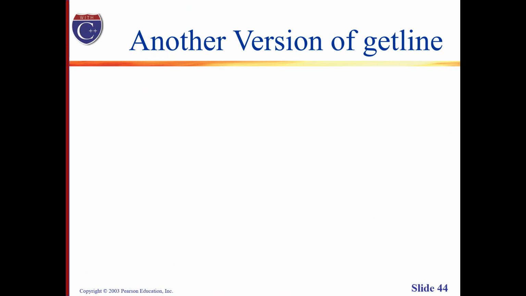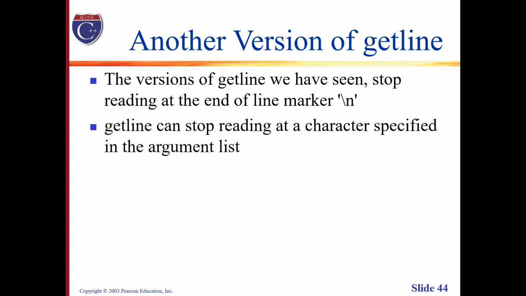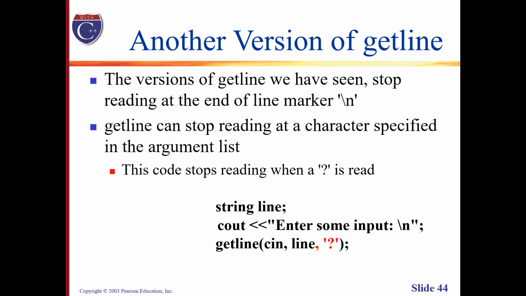Here's another version of getline. The versions of getline we have seen so far stop reading at the end of line marker. Getline can stop reading at a character specified in the argument list. Of course, that can also be possible. Here's an example. The code stops reading when a specified character is read. In this case, we simply include a third argument, which is the character that determines when getline will stop reading.